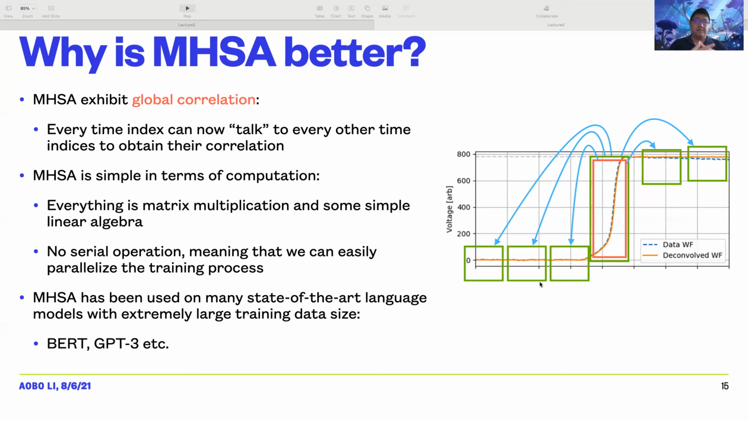Because of those very nice properties, MHSA has been used in many state-of-the-art language models with extremely large training data sets. This is the development trend of NLP, which is that you use a lot of text and a lot of training samples to train your model, and then you use your model to perform complicated tasks. That's the idea of BERT and GPT-3, etc.